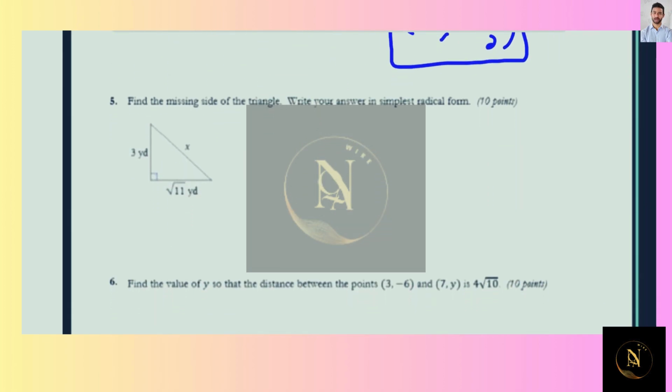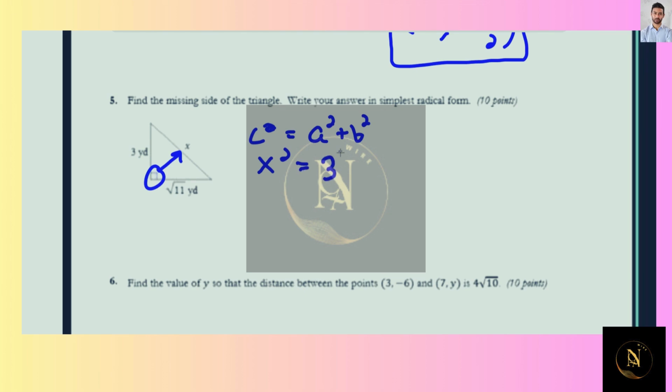The missing side of a triangle, it's a right triangle, so we can use the Pythagorean theorem. A squared plus b squared is equal to c squared, where c is the hypotenuse. The hypotenuse is away from the right angle, so that's x. And then a and b are the two legs of the right triangle, so it'd be 3 and the square root of 11.